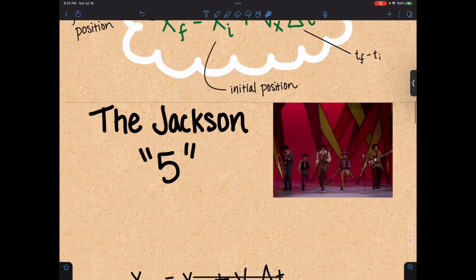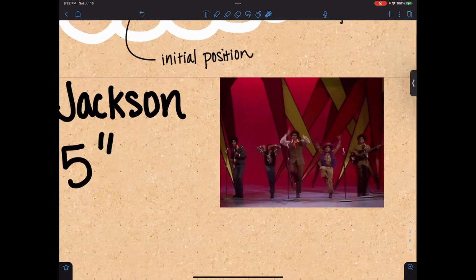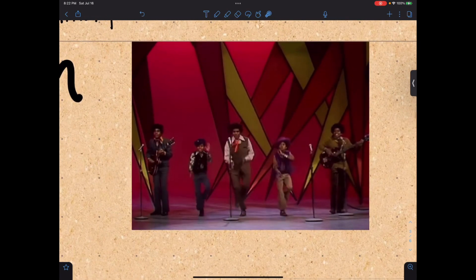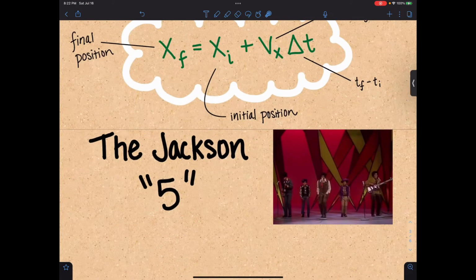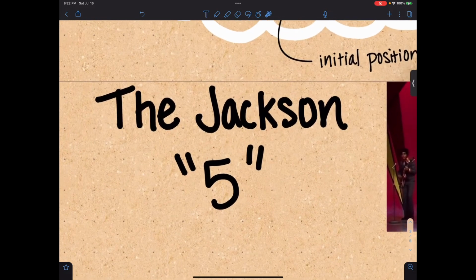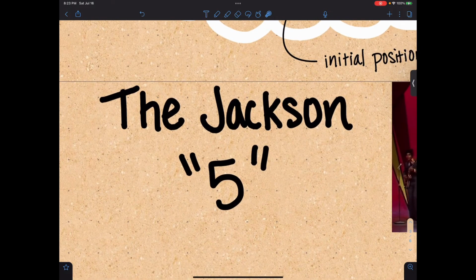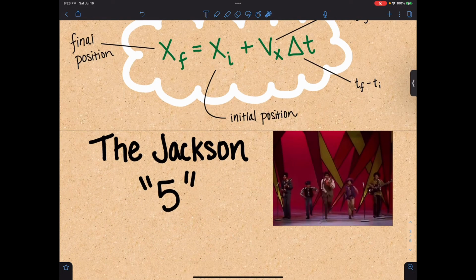This is one of the Jackson 5. So if you're old, you will think the Jackson 5 is this, which is Michael Jackson and his brothers when they were young. But if you were in my physics class, the Jackson 5 would mean something different to you. It would mean the 5 equations of kinematics that Mr. Jackson, our teacher, expected us to memorize, and this is one of them. So congratulations, you've learned the first of the Jackson 5.